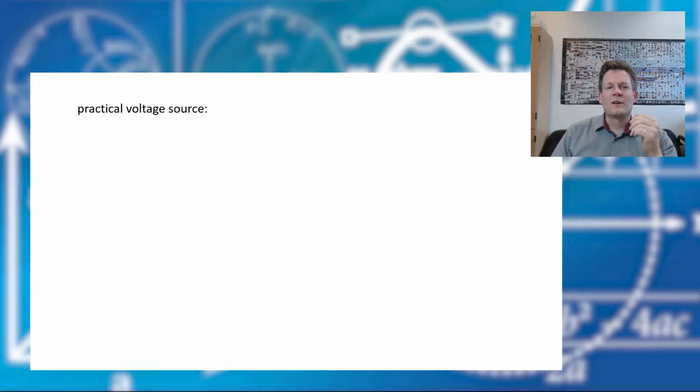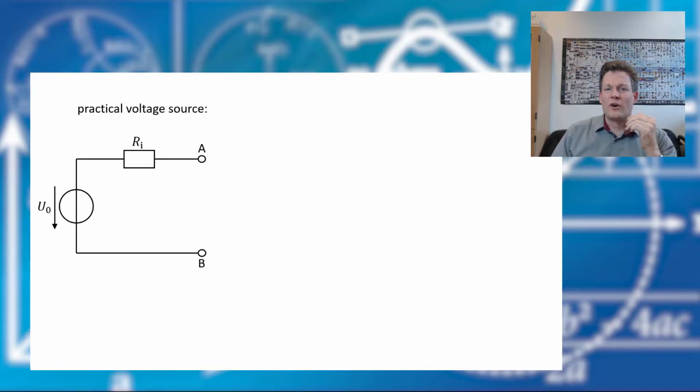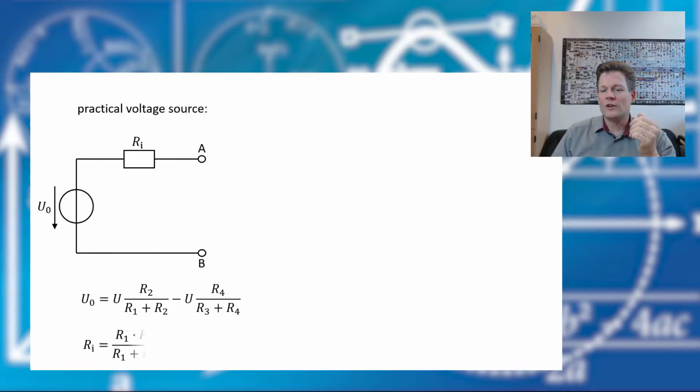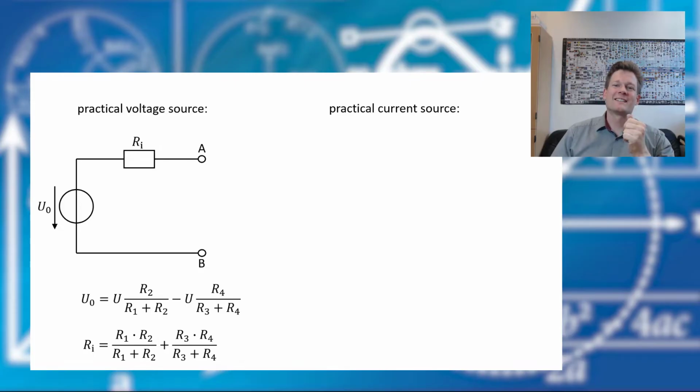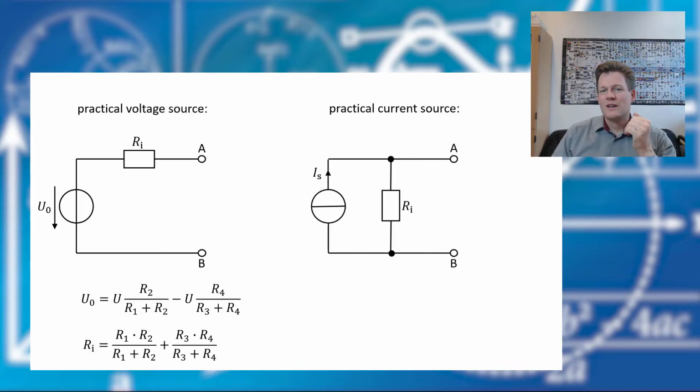Okay, and that means we already know the values for a practical voltage source. It's our open loop voltage and our inner resistance. But we want to find the practical current source. And that last step is really easy because we can transform our sources. The inner resistor will be the same, and our short circuit current of that current source there can be calculated with Ohm's law. And that's all.